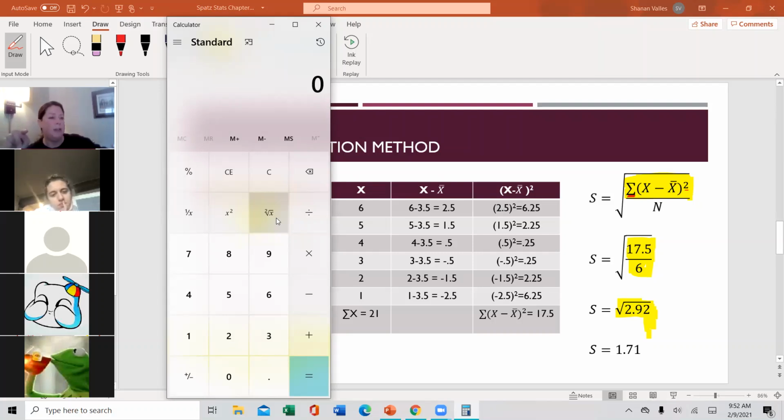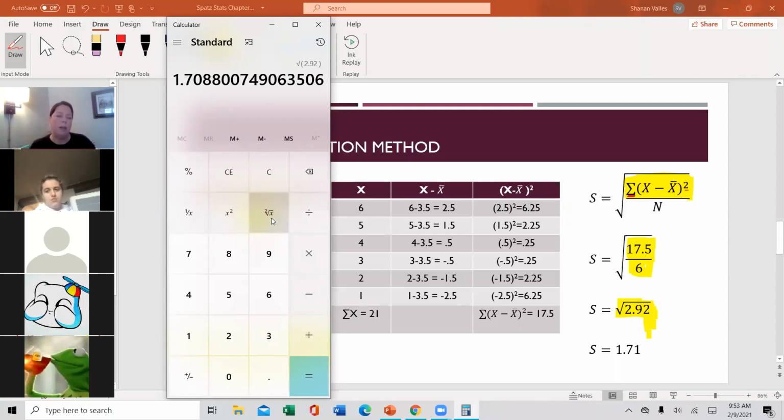The other thing is all calculators are kind of different. Sometimes you have to punch the number first and then the square root button. Some you have to hit the square root button first and then the 2.92. On my phone, I have to hit the square root button first, then 2.92 and then equals, and I get that 1.7088, and so on.